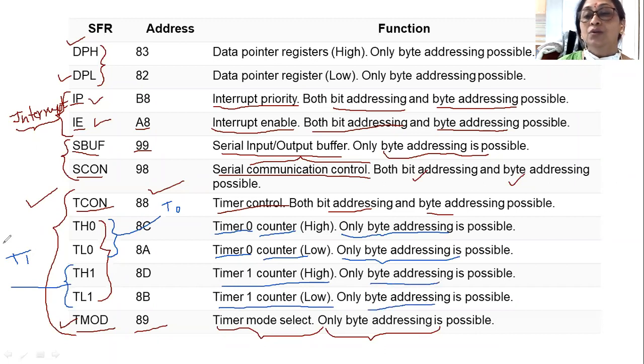So when you are using timer 1 and you are setting up a particular time delay, then you have to write some count into this particular register. Okay, so this we will be studying in detail in the timer chapter. Are you clear about all these special function registers, students?